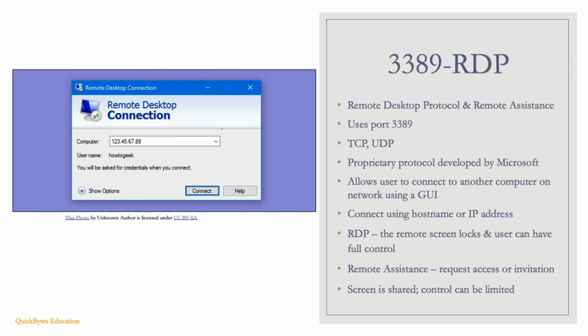With a typical remote desktop session, the remote user's screen may lock or show a sign-in screen while the remote session is active. Remote assistance is different because it is designed for support scenarios. A technician may request permission to connect, or the user may send an invitation. The screen and control can be shared between the user and the technician.